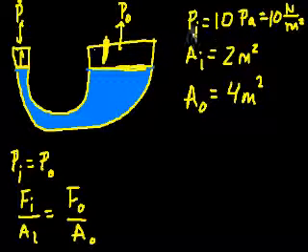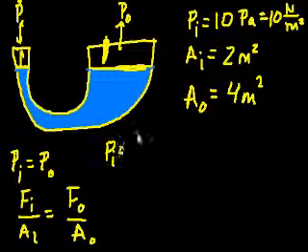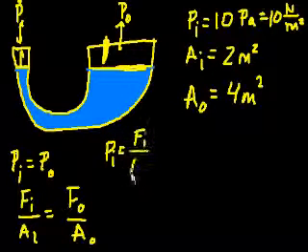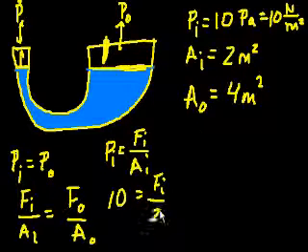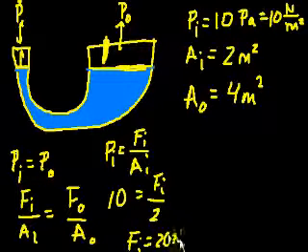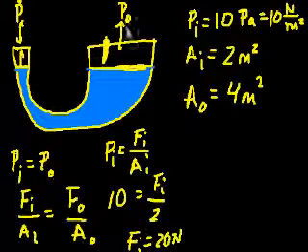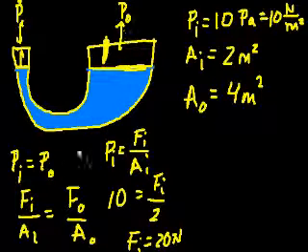What's my input force? Well, input pressure is equal to input force divided by input area. So 10 pascals is equal to my input force divided by 2. So I multiply both sides by 2. I get input force is equal to 20 newtons. So my question to you is, what is the output force? How much force is the system going to push upwards at this end?